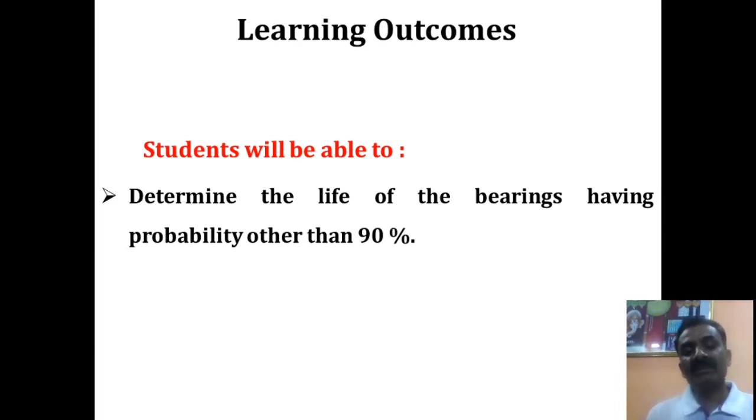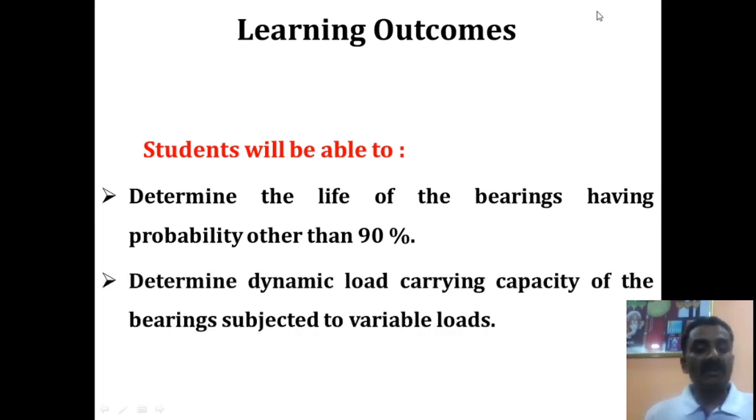During the previous lecture, we have seen the life of the bearing which we have calculated was for the probability of 90%. So survival of the bearing is for 90%, that we call L90, or 10% of the bearings will fail, that is the L10. And today we will see how to determine the life of the bearings having probability other than 90%. We will also calculate the dynamic load carrying capacity of the bearings subjected to variable loads.